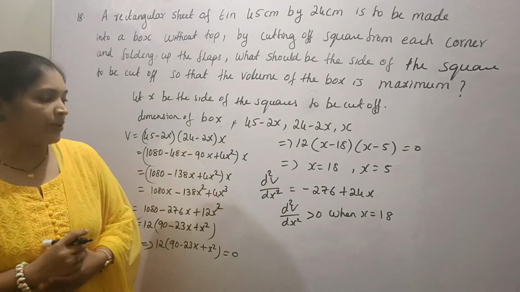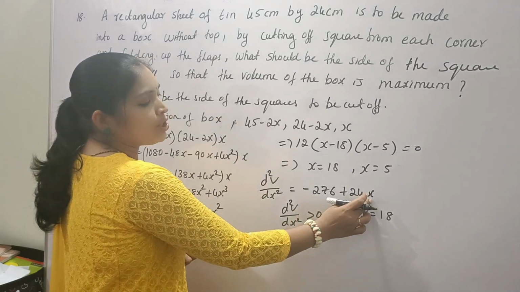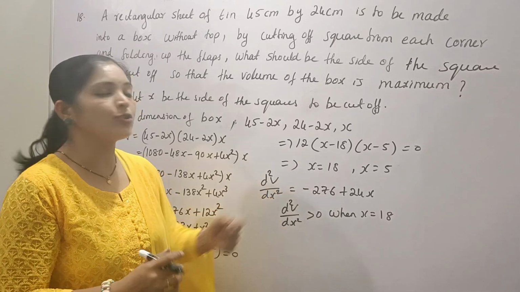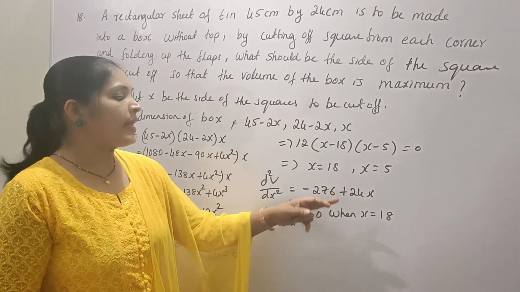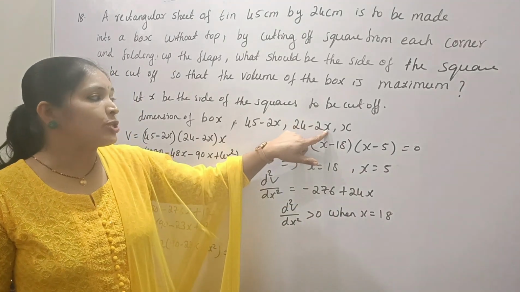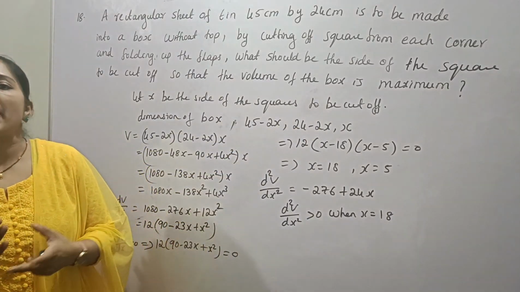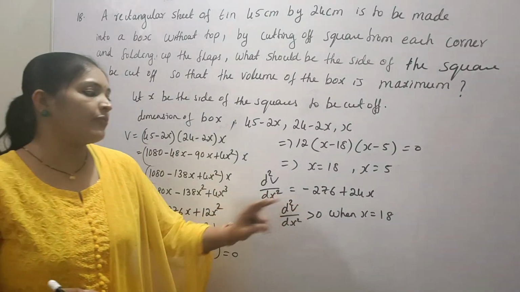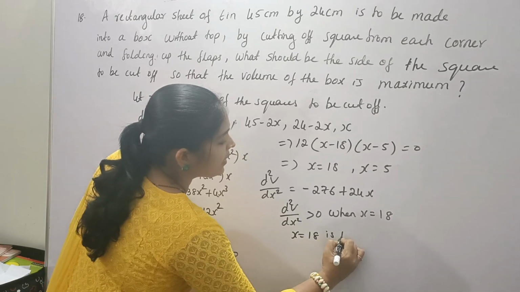But here we should get the function is maximum at which point? At what is the value of x? So here d square v by dx square, if you substitute x is equal to 18, this 24 into 18 is always greater than 276, right? So here you will get a positive number that is greater than 0. So here x is equal to 18 is not possible. Not only that, when you substitute x is equal to 18, 24 minus 2 into 18, that is 36, you will get a minus. So the length of a side is minus, which is not possible, right? So x is equal to 18 is not possible.